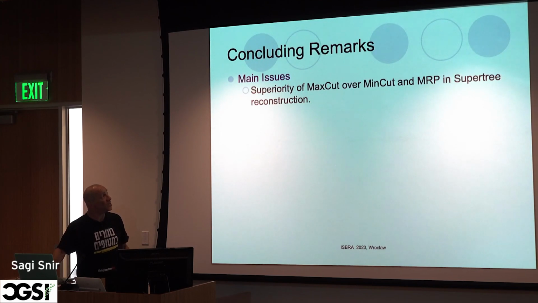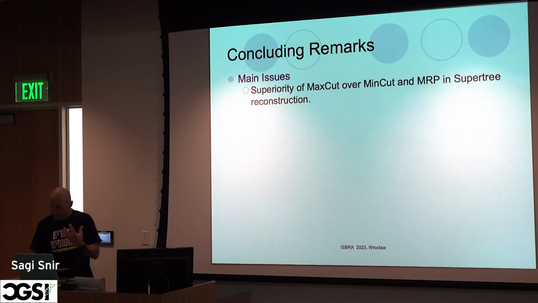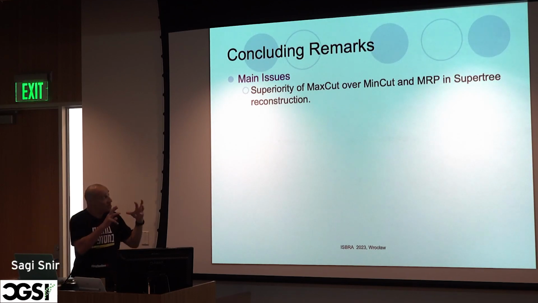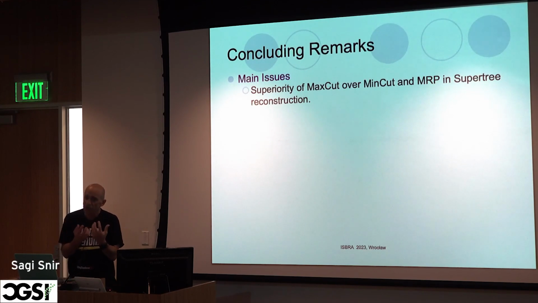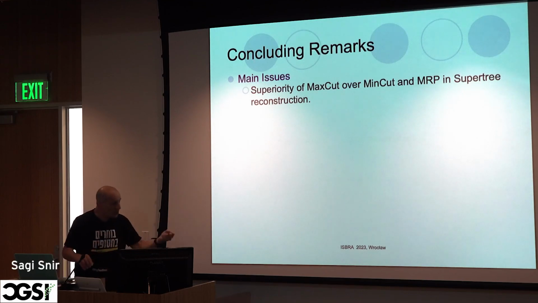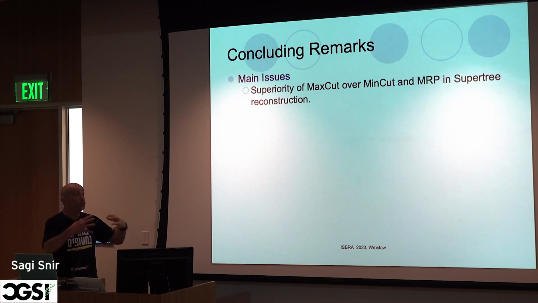So we saw that the MaxCut is actually superior to the MinCut. But the take-home message of the entire approach is actually to use the most information that we can find in the input, not to take partial information, rather to try to combine everything in one framework. So this is the superiority.